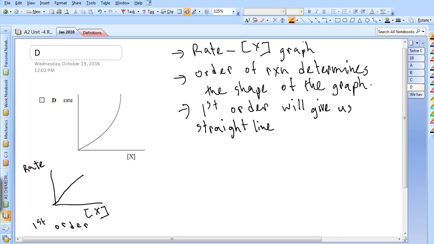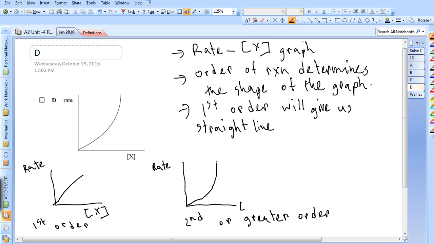Second or greater order will give us a curve for the rate concentration graph. So this is not the first order. This is second or greater order.